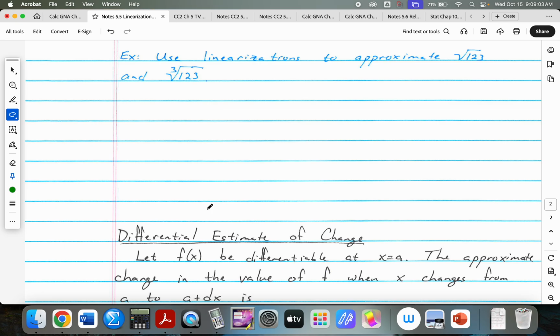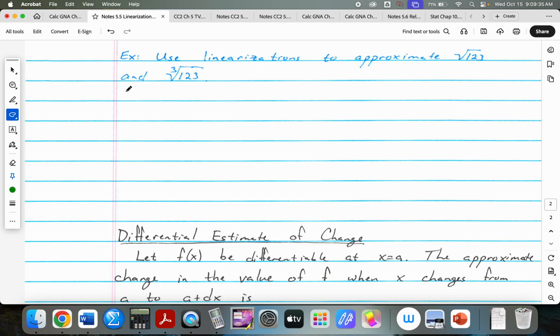These two I just think are interesting, and there are rules of thumb for estimating square roots and cube roots of any number. So let's try this one. Approximating the square root of 123. What's a square root that would be easy to deal with that's close to the square root of 123? Yeah, square root of 121.